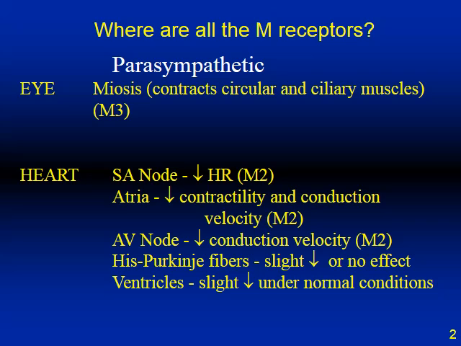So the drugs in this chapter, rather than causing miosis, are going to cause mydriasis. Rather than causing the pacing and the contractility of the heart to go down, these are going to prevent that from happening, so the heart rate will stay high, the contractility will stay high, and so on.